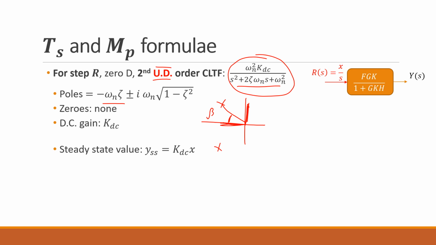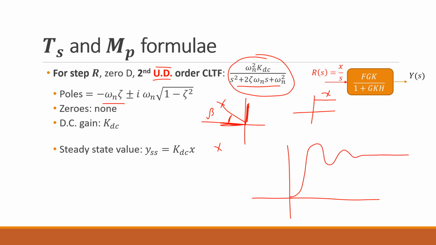If you give a step reference command which starts from 0 and suddenly reaches a constant value x, then the output y is going to start from 0 with 0 slope, oscillate a little bit, and reach a constant value. This constant value, y steady state, is going to be DC gain multiplied by the value of reference command, which is x. Settling time is defined as time taken to go from 0 to within 2% of the steady state value. That is Ts. And the Ts formula is just like the first order system, 4 divided by the magnitude of the real part of the pole, which is 4 over zeta omega n.